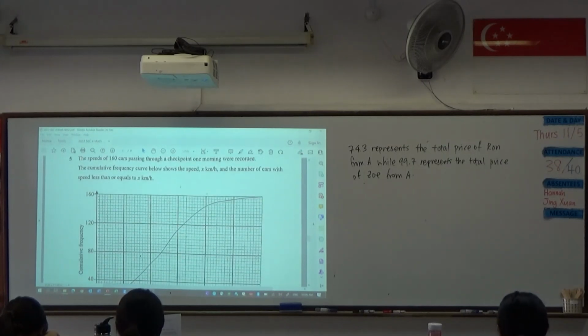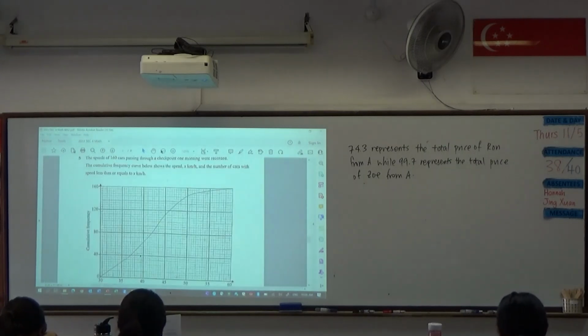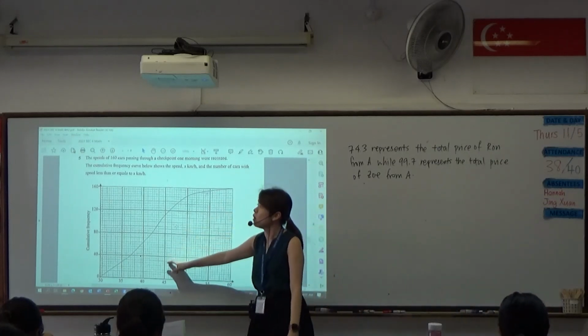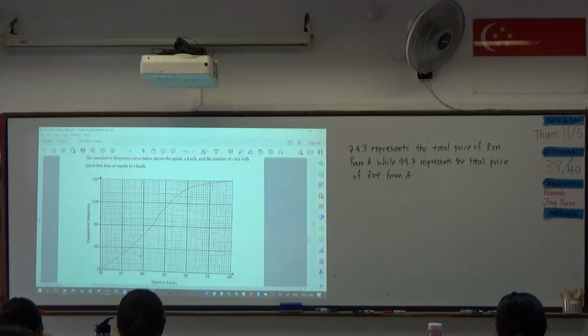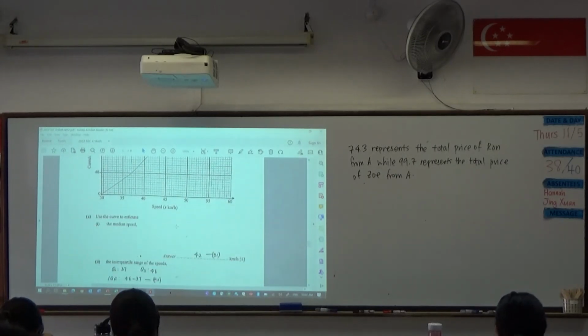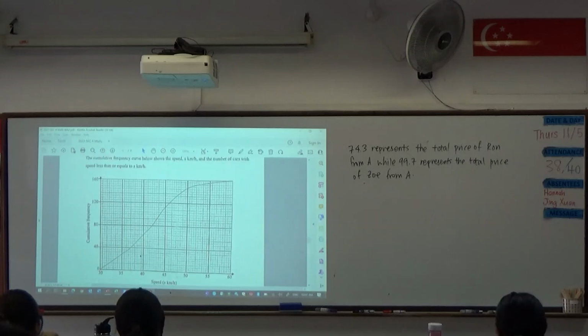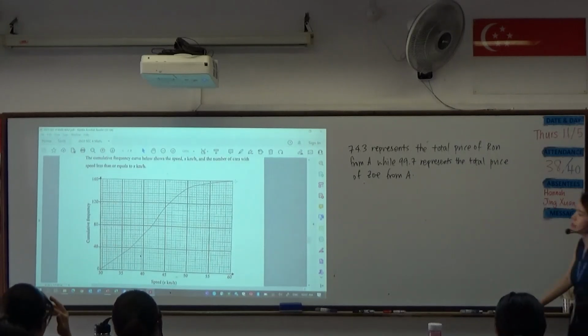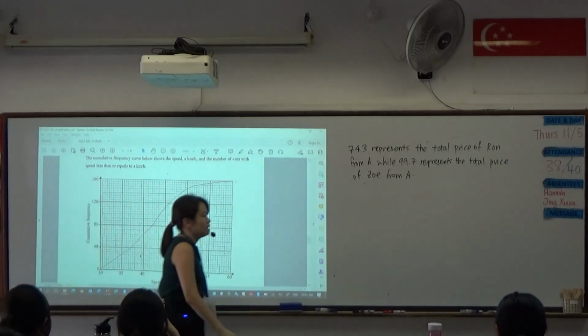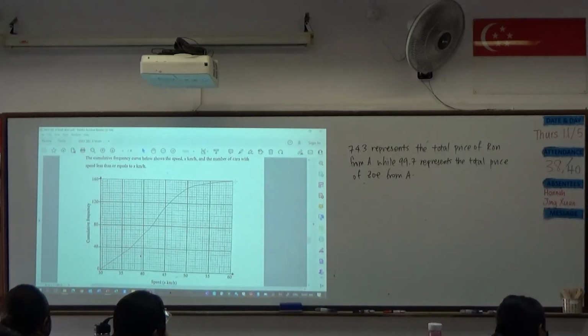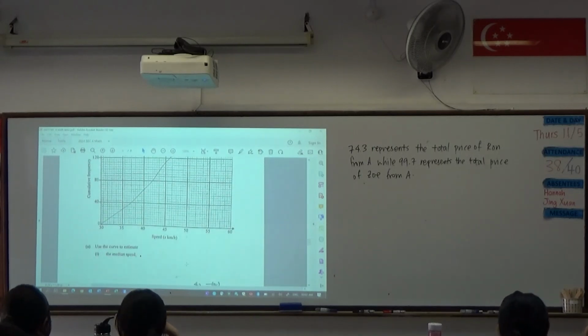Question 5, your cumulative frequency curve. The speeds of 160 cars in the morning were recorded, and this is a less than or equals to cumulative frequency curve. Finding out what is the median, we should get 42. We need to observe where your curve ends. It ends at 160, so in the middle is 80, and then you read and we will get the value of 42. Do take note of the scale of the x-axis.